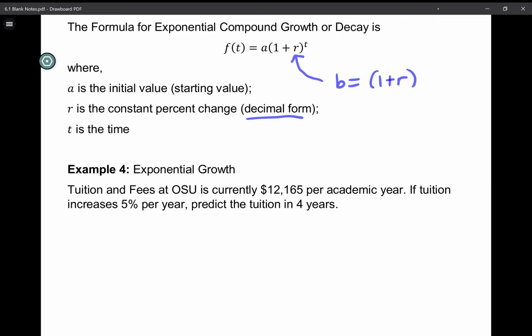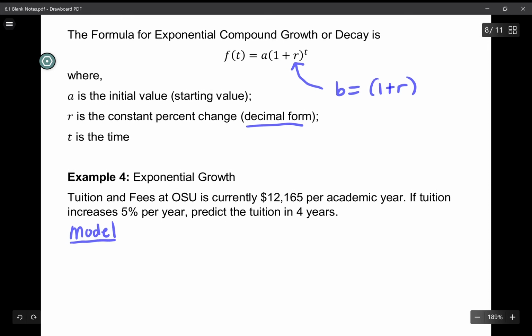But what we're actually going to do is find a model first, and then we're going to use the model. And we're going to use a formula for exponential growth, because it's growth, right, for this example. So let's see if we can plug this into f of t.